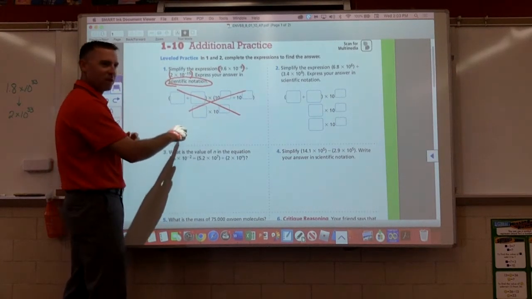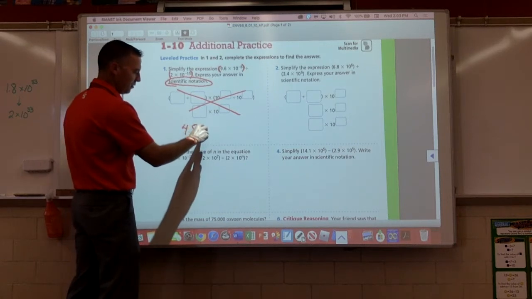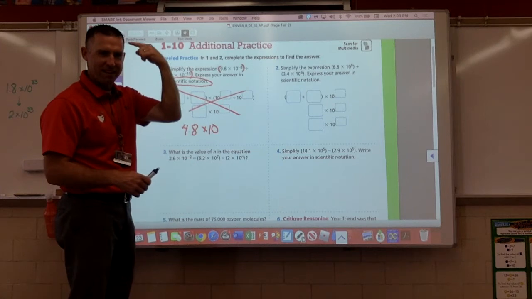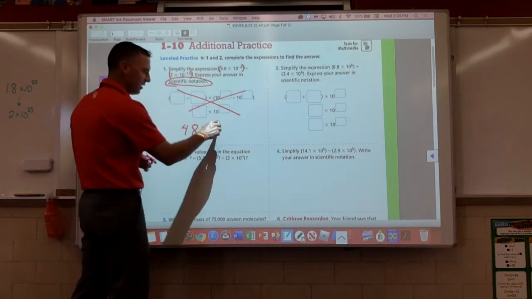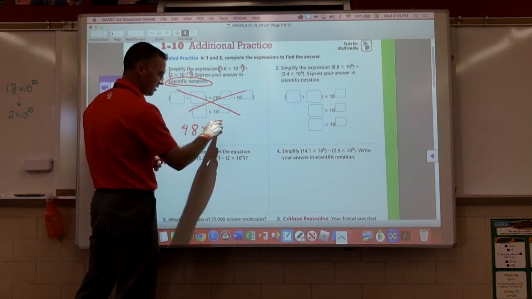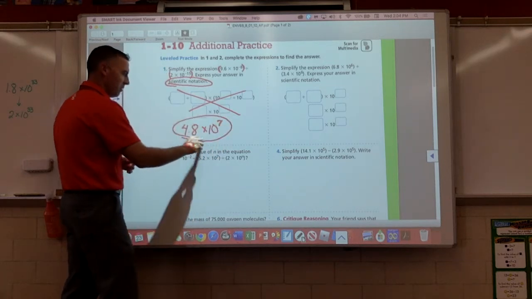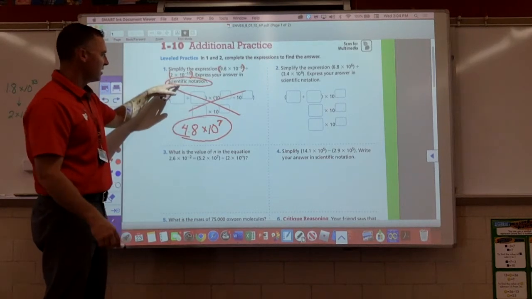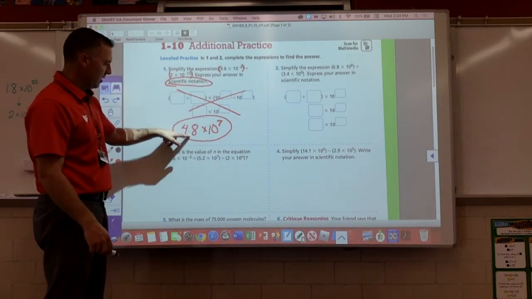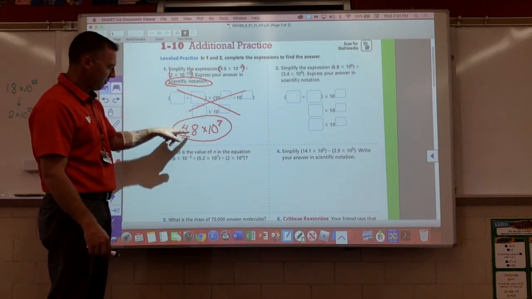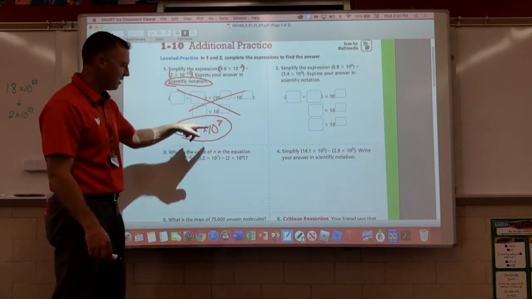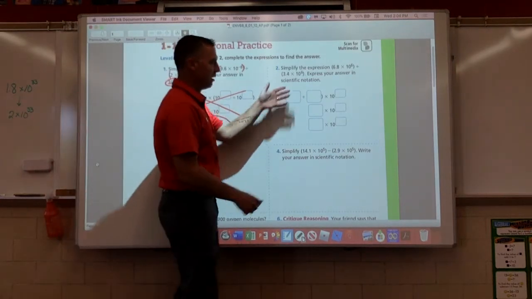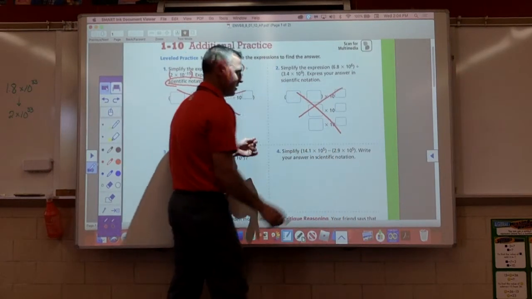Correctly done, this would come out to be, and I'm doing all of this off the top of my head, no computing at all, right in the big brain. Okay, that's a 7, my friends. 4.8 times 10 to the 7th power. It says express your answer in scientific notation. Is this in scientific notation? First factor is between 1 and 10, multiplied by a power of 10. Bingo, scientific notation.